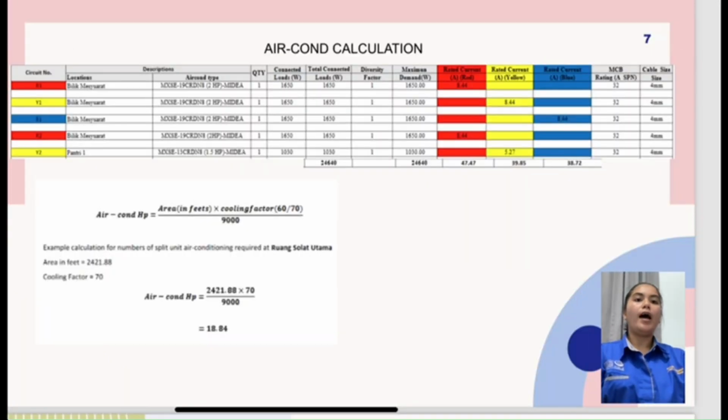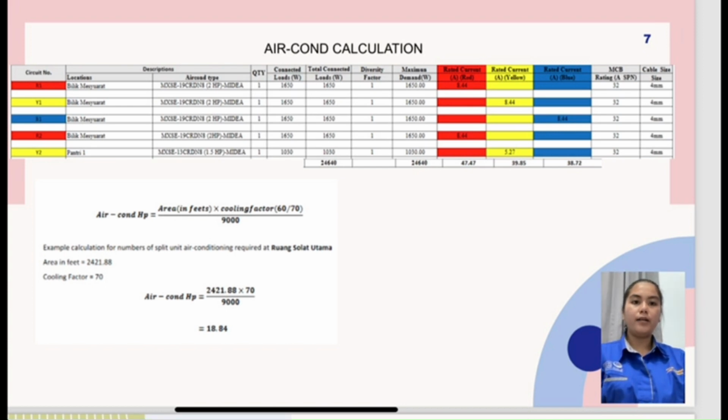Quantity of aircon is 1 because I see the horsepower. Connected load for 2 horsepower is 1650. For 1.5 horsepower, connected load is 1013. For 1 horsepower, connected load is 7018. Connected load is multiplied by quantity, and the diversity factor is 1. To get maximum demand, diversity is multiplied by total connected load.